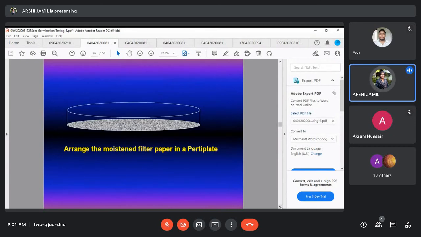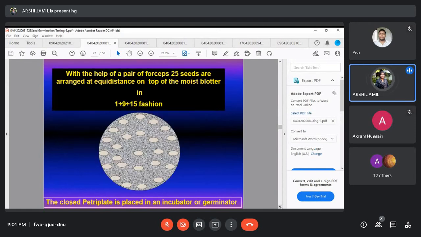And this is the petri plate. You place the moist filter paper on the petri plate, and with the help of forceps we place the seeds on the filter paper that we have placed in the petri plate. But there is a particular pattern for placing them, and that is the 1 plus 9 plus 15 fashion. At the very center you place one seed, then you make an imaginary circle, and on the circumference of that imaginary circle you place 9 seeds. Then the last circle contains 15 seeds.